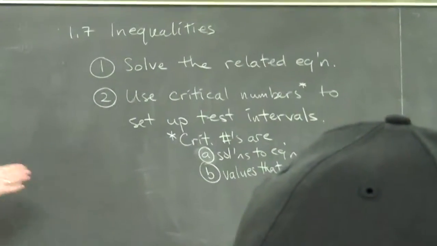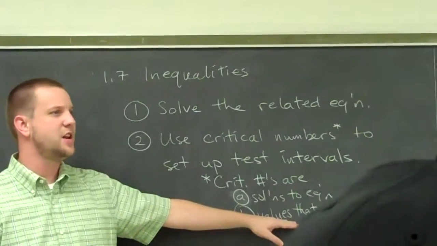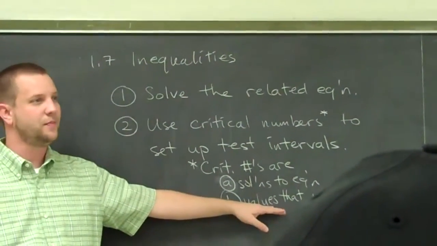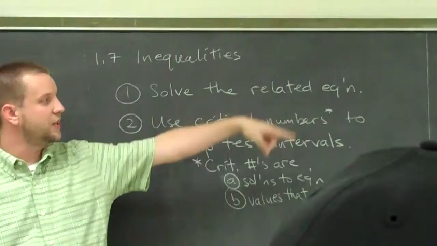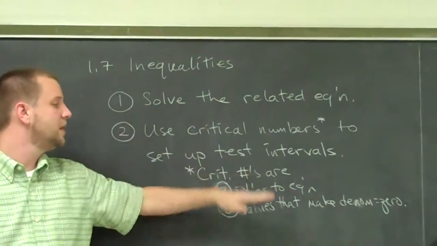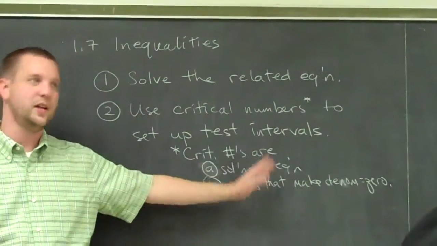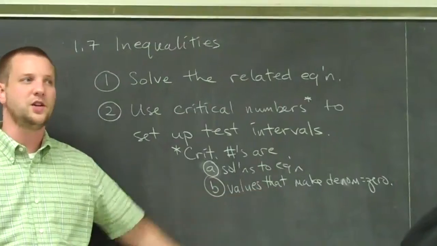So as a footnote to this problem, we didn't have any of those kinds of critical numbers because we didn't have any denominators worth considering, right? So our only critical numbers for this kind of inequality are those solutions to the related equation. But on the next problem, I'll show you that these are also critical numbers and how to get them. They're actually, for the most part, easier to find.